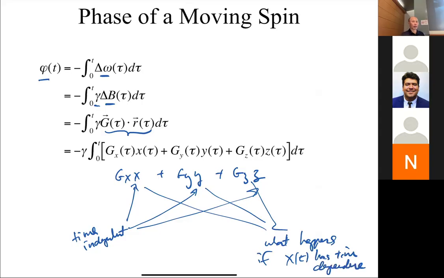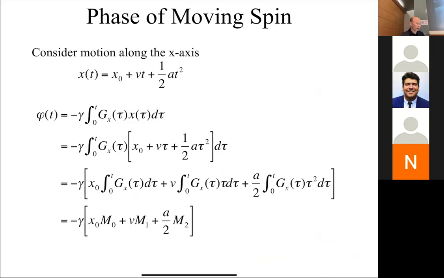Right? The position is changing with time, right? So what we can do is write a really simple model, going back to high school or freshman physics. We're going to say the position of my spin has some initial position plus some incremental position due to its velocity plus something due to its acceleration. And for today, we're only going to focus on the velocity term.